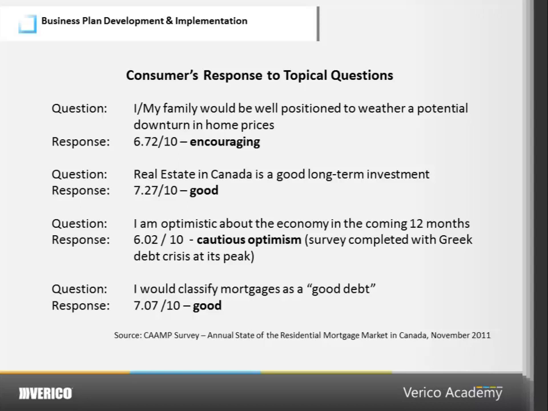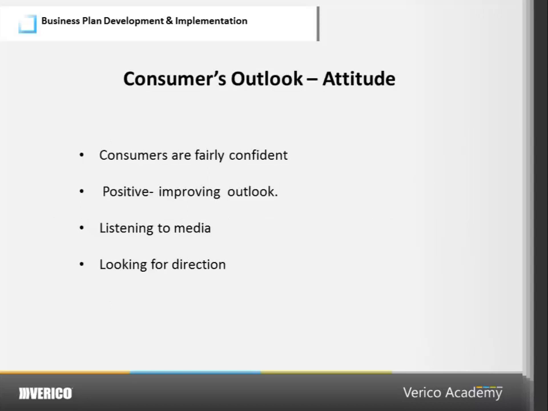Again, that's considered to be cautious optimism. And please note that this survey was completed when the Greek crisis was at its peak, so that would cause them to be somewhat concerned about the future. "I would classify a mortgage as a good debt," 7.07 out of 10, and that's good. Consumers' outlook: they are fairly confident, they have a positive and improving outlook, they listen to the media, so we need to be aware of that, and they're looking for direction, which is where you come into play.